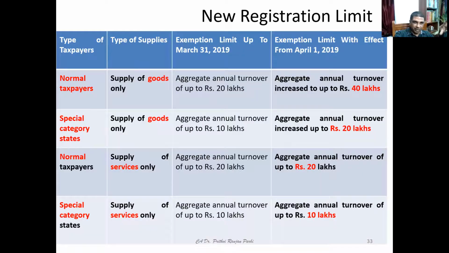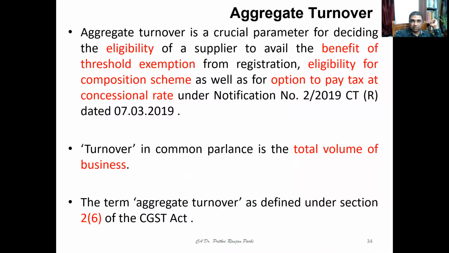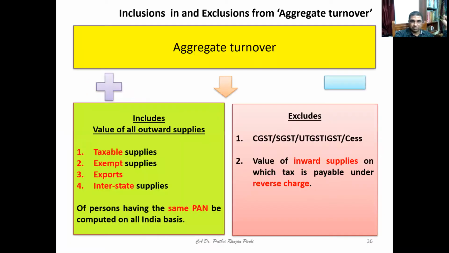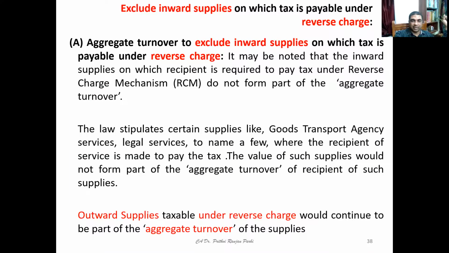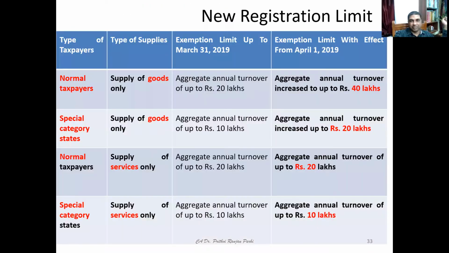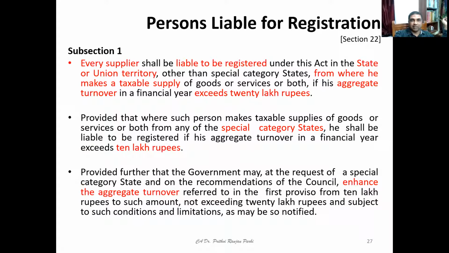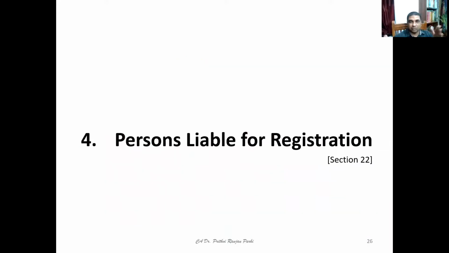Then we'll be learning about the new registration limits. What is the turnover limit for obtaining registration? And what is the concept of aggregate turnover? We'll be learning. Then once we learn the section, we'll try to analyze the subsets of the section. So that is our plan for the next session. In the next session, we'll be starting with persons liable for registration.